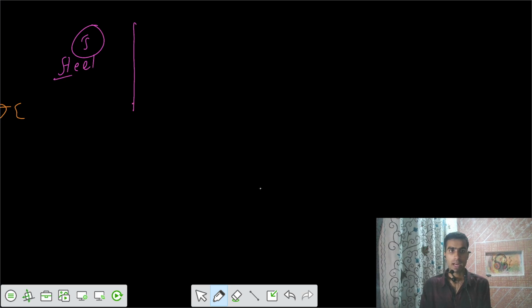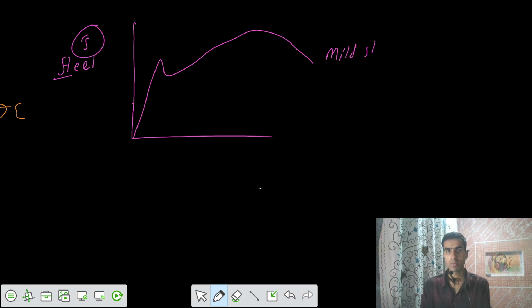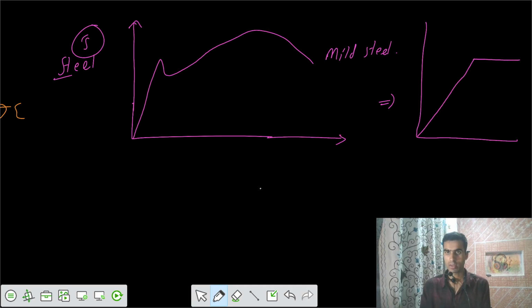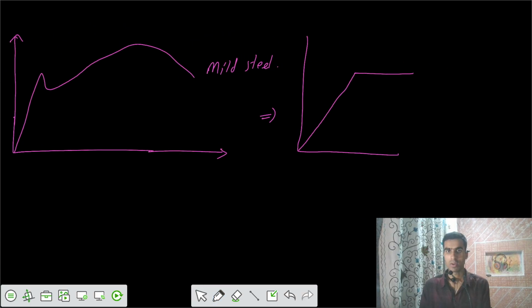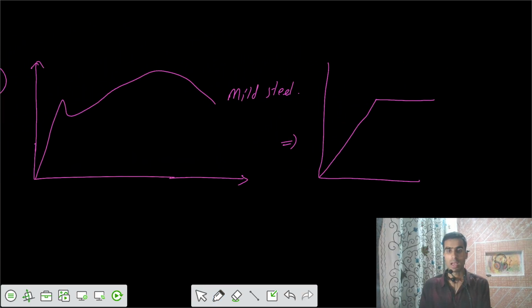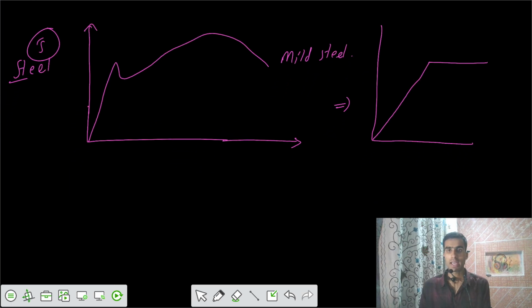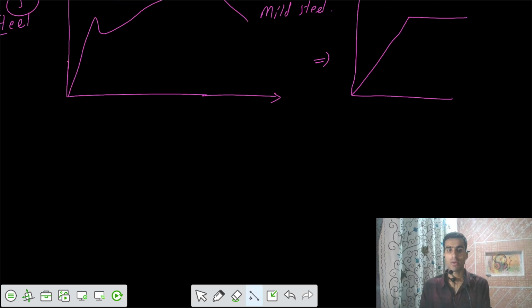Now, if you talk about mild steel, do you know the actual stress strain diagram for mild steel? That is in this fashion. So this is your mild steel. Okay. Now we idealize it in this fashion.